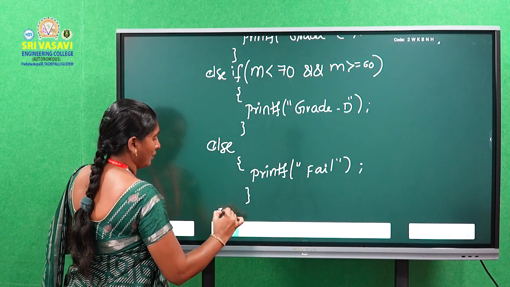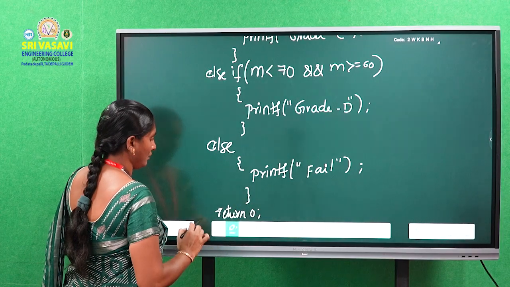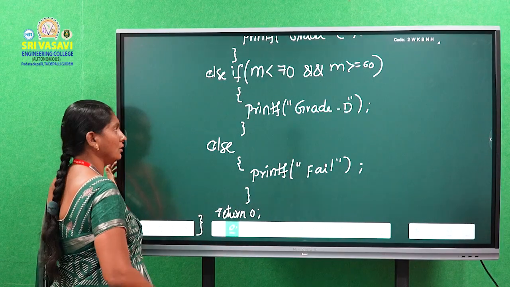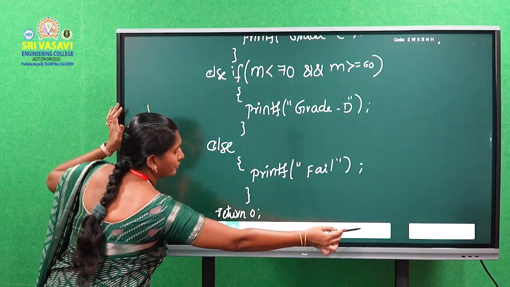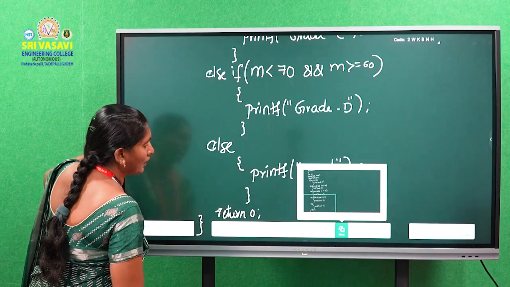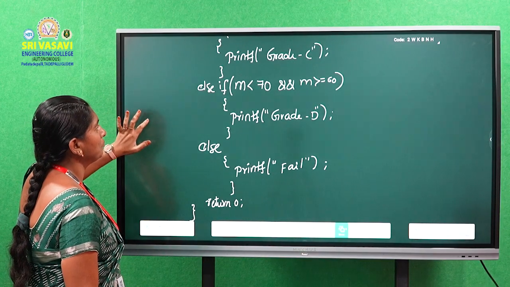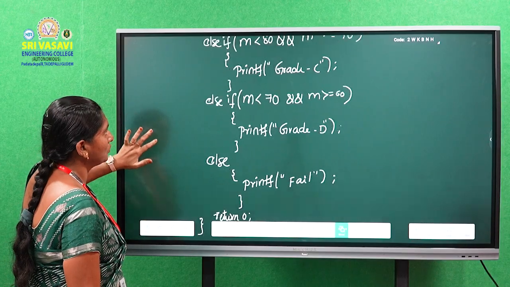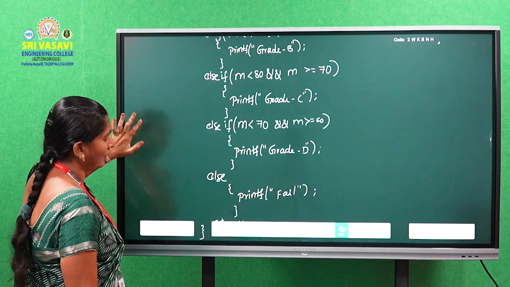As you are writing int main, at the last you have to write return 0 and end our main function. This is the program to print the grade of a student based on marks. Here I am assuming the maximum mark is 100 only.